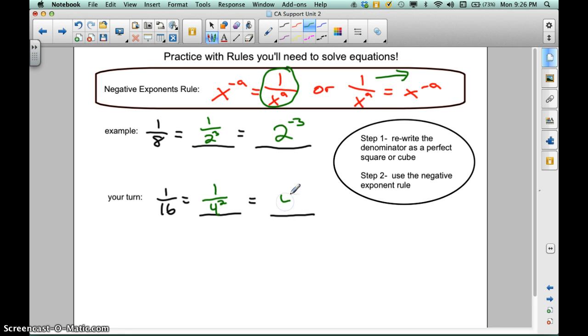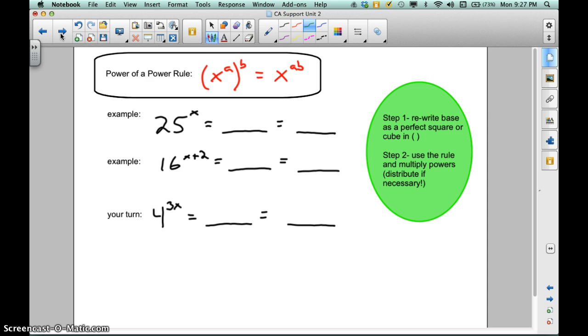Well, according to the rule, we take that denominator of 4 and we just make our exponent negative. So 4 to the negative 2 means the same thing as 1 over 4 to the positive 2. This takes a little practice, but it's really just moving things around, and I think you'll do great with it.